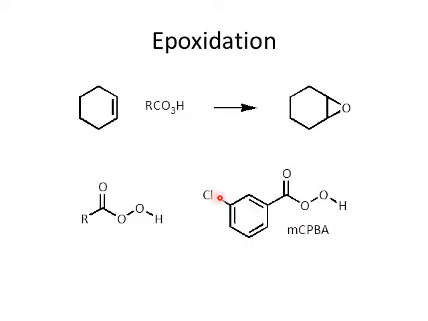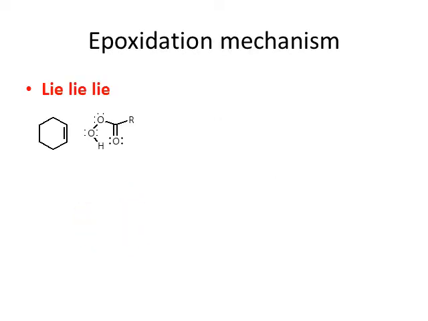It's got a chlorine at the meta position. That's 2 carbons over. And here it's got the CO double bond, the O, and the O, and the H, just like we showed over here. All right. If I treat an alkene with a peroxyacid, and let's imagine this goes in a stepwise fashion. Oxygen-oxygen bonds are kind of weird.